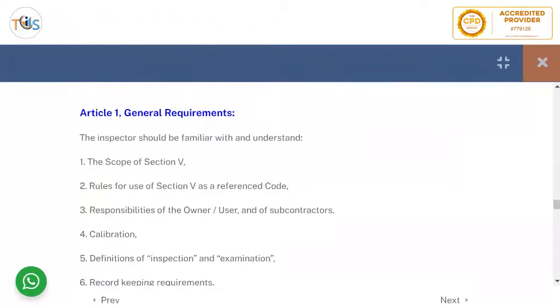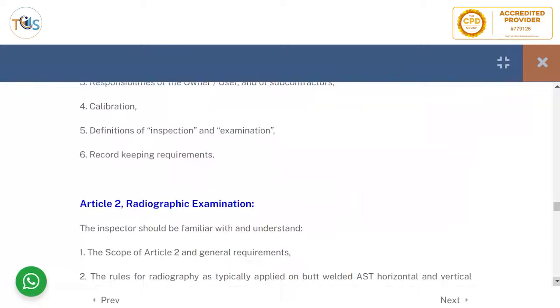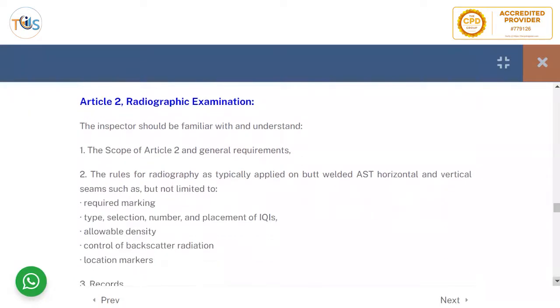Non-destructive examination, ASME section 5, and it includes general requirements, the scope, responsibility, calibration, and record keeping requirements. We have explained the definition of inspection and examination multiple times. Radiographic examination: you should be able to look at the report, and understand the minimum requirements that should go in a radiographic report, and the procedure.